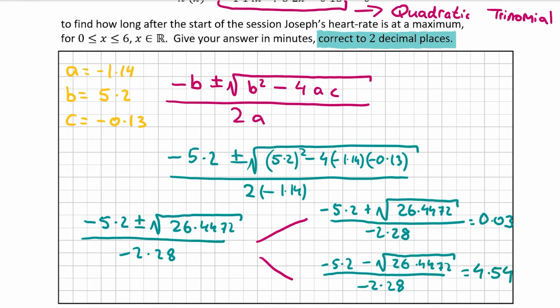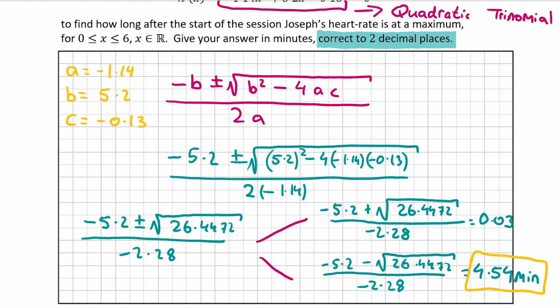It was looking for the maximum one, and obviously the one that's bigger is the 4.54 minutes. So that one is our answer there. His heart rate is at a maximum after 4.54 minutes.